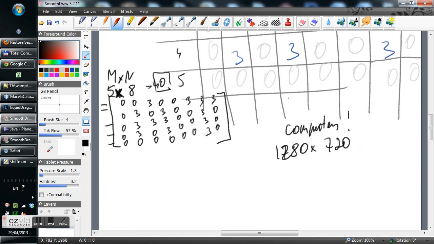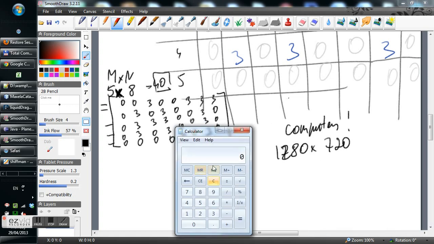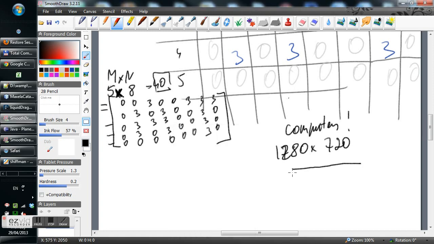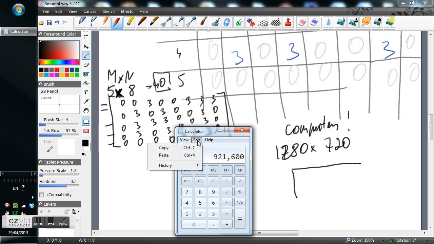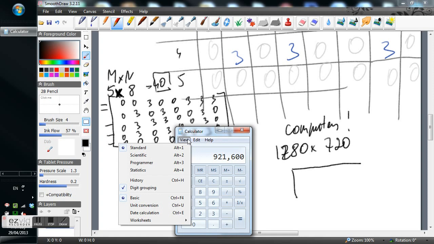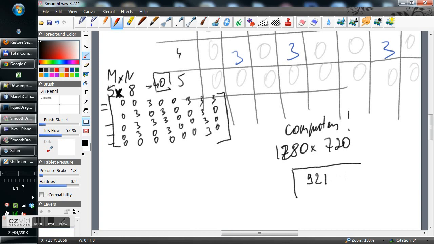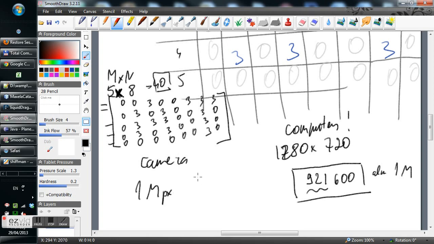If the screen of your computer is, let's say, 1280 pixels by 720 pixels, or your laptop or anything, we will have, let me bring the calculator, 1280 by 720, that's the matrix of your computer screen, which is 921600. That's a matrix which is going to have 921,000 elements. It's almost 1,000,000. And that's what happens when you actually buy a camera and the camera says it's 1 megapixel.